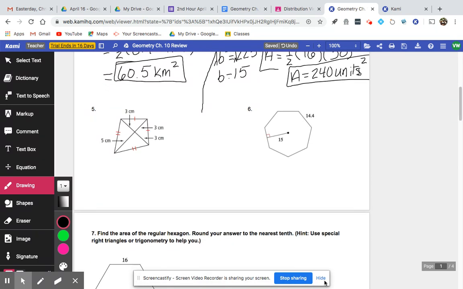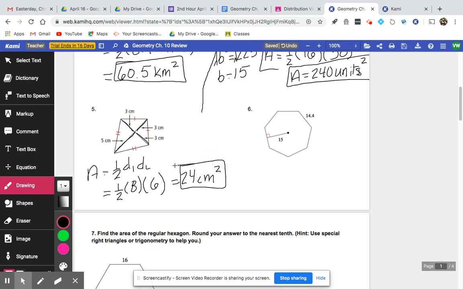Let me scroll down. Okay, number 5, number 6. This is a kite. Same formula as a rhombus, though. 1/2 diagonal 1, diagonal 2. Here we've got a 5 and a 3. So my first diagonal is 8. Here I've got a 3 and another 3. So my other one is 6. 8 times 6 is 48. Half of 48 is 24. So 24 centimeters squared is my area.